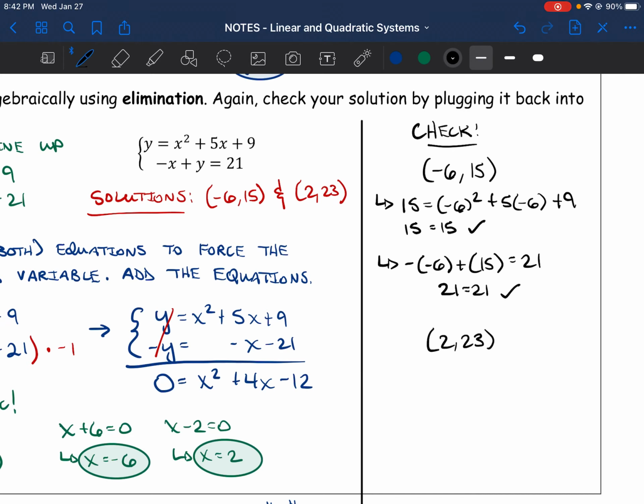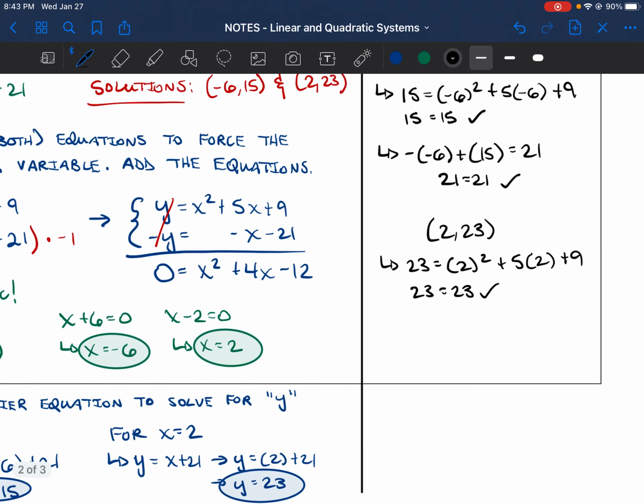So same deal, top equation, y equals x squared plus 5x plus 9. Plug in 23 for y, so 23 equals 2 squared plus 5 times 2, then plus 9. Do some quick math here. 2 squared is 4, 5 times 2 is 10, 4 plus 10 is 14, and 14 plus 9 is 23. So 23 does in fact equal 23.